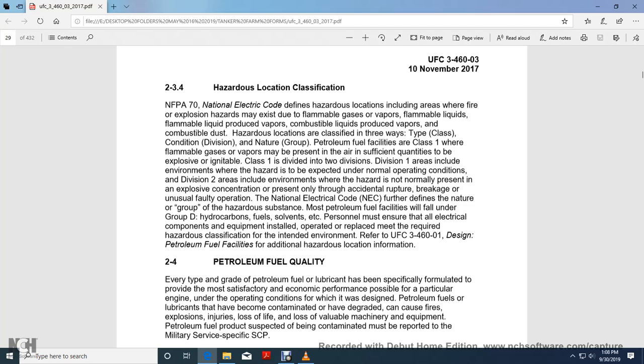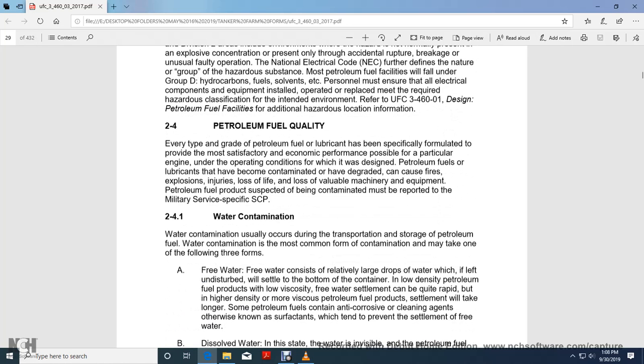The National Electrical Code further defines the nature of the group of the hazardous substance. Most petroleum fuel facilities fall under Group D: hydrocarbons, fuel solvents, and so on. Personnel must ensure that all electrical components and equipment installed or replaced by the operator meet the requirements for the hazard classification of the intended environment. Refer to UFC 3-460-01, Design: Petroleum Fuel Facilities, for additional hazard location information.